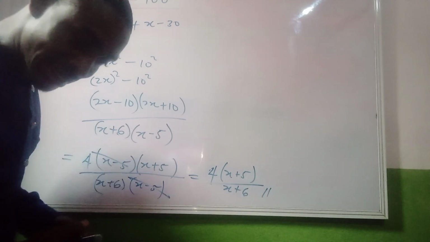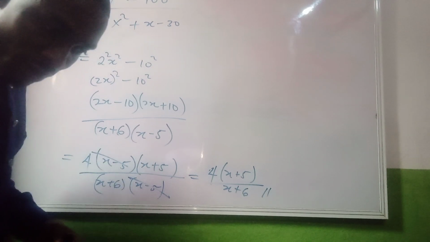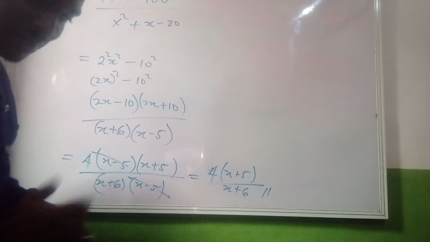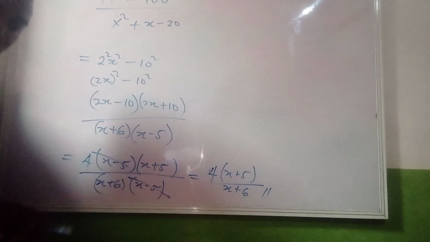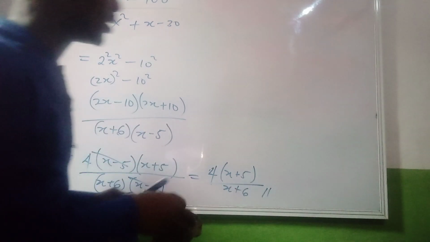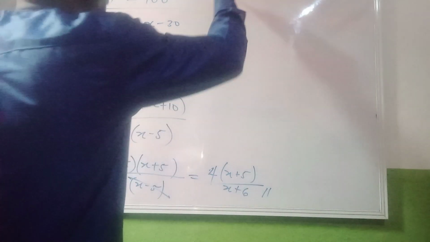For number 10, the sum of two numbers x and y is 12 and their product is 30. Find the sum of their reciprocals. Now let's quickly solve this before we turn off the camera for adjustment so we can see all the board. For number 10 now, number 10.